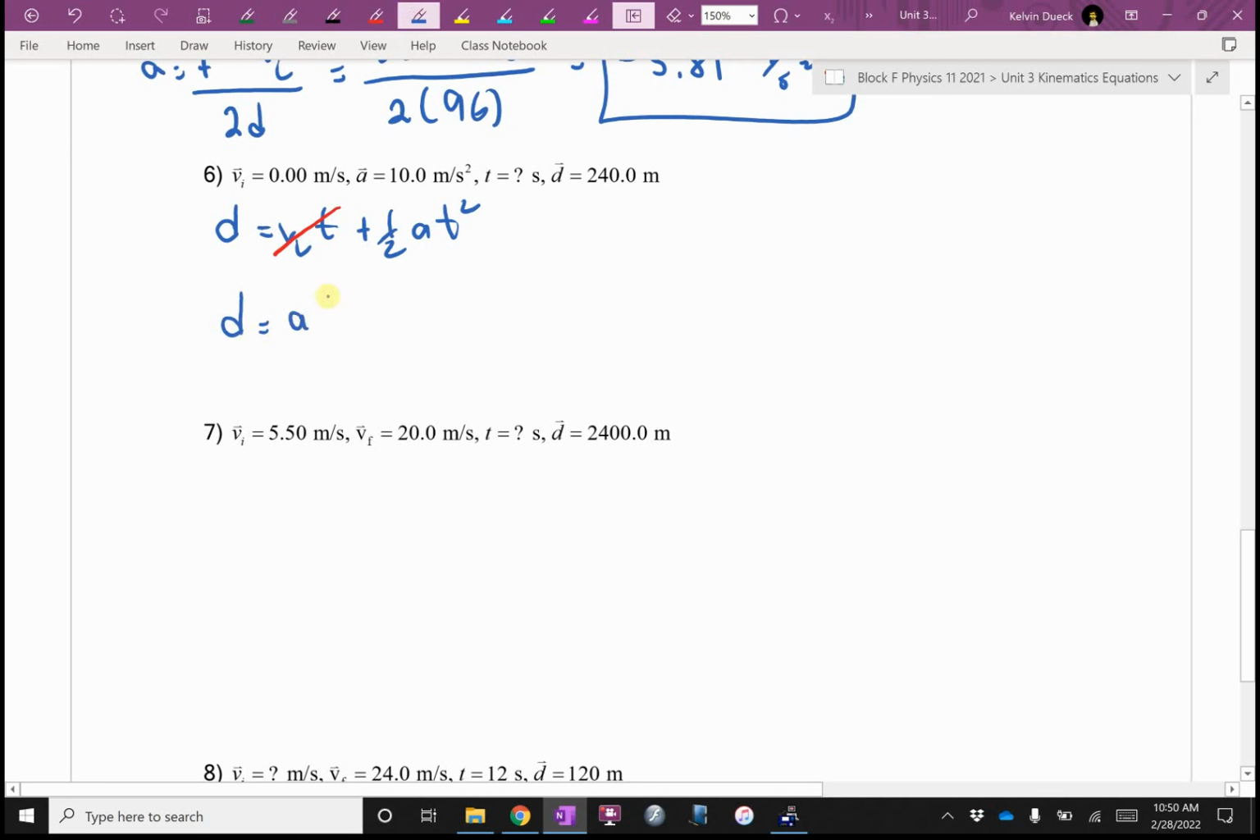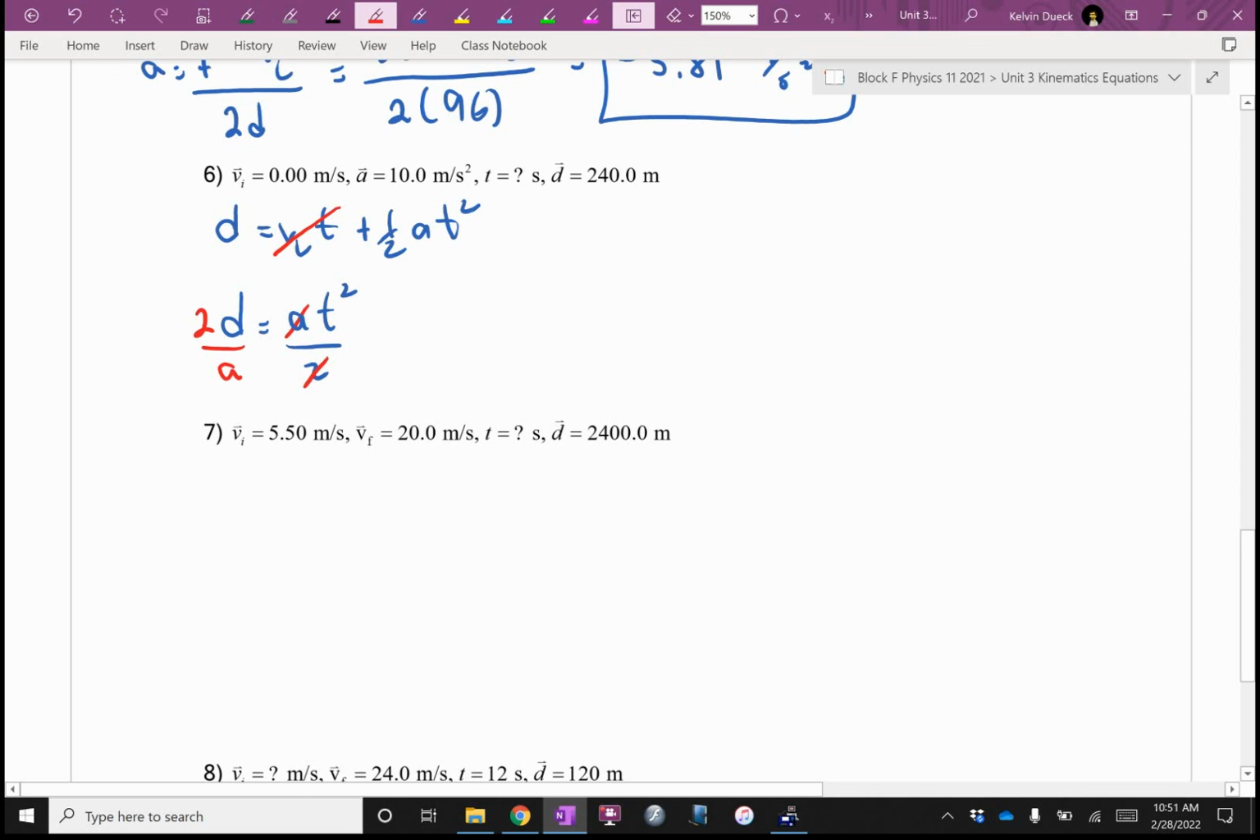D is going to be AT squared over 2. Cohen, you can put the 1 in there for the 1/2 if you want to. I'm lazy. I'm not going to bother. Now I can get the T by itself. Cole, how will I move the A over? What's the A doing to the T squared? So how would I move it over? You're right. I would probably just do that. Oh, how do I move this 2 over? Times? And that gives me T squared.